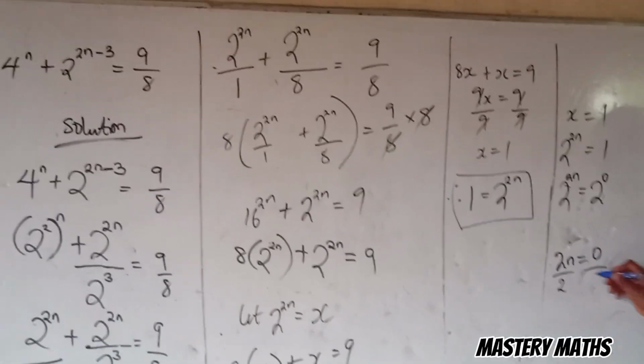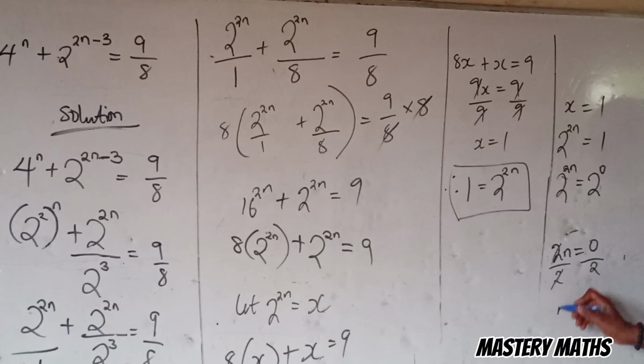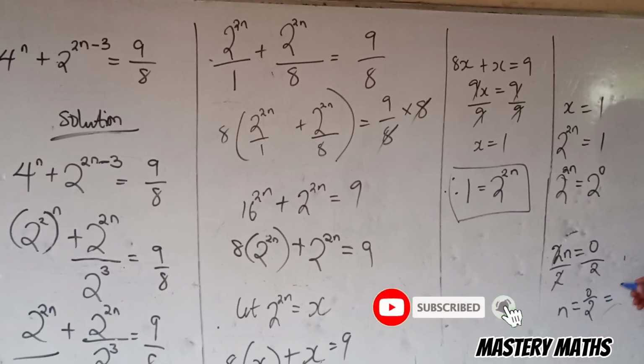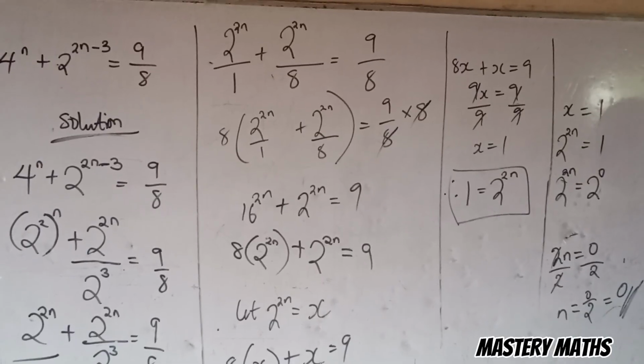We divide both sides by 2, which is the coefficient. When 2 cancels out 2, it becomes n equal to 0 divided by 2. So 0 divided by 2 will give us 0. So our n is 0.